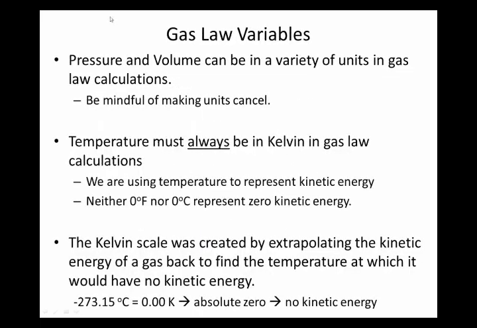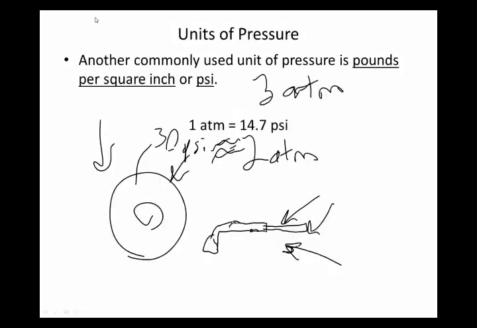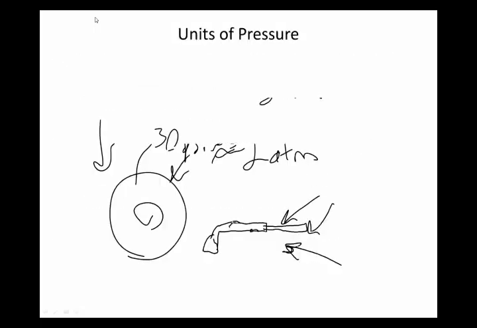So let's talk about gas law variables. Finishing up, pressure and volume can usually be in any units you want. You just have to be really careful about making units cancel. I will talk specifically about these when we talk about each of the gas laws. Temperature is the big one to be mindful of. Temperature always will be in Kelvin. It's never not in Kelvin. It's always Kelvin. I will explain why it has to be in Kelvin.